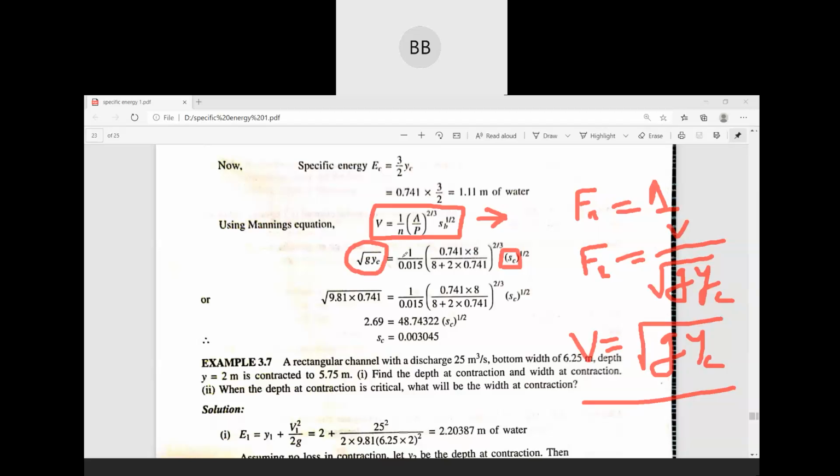Okay? n value is already given. R is A by P. You need to find out the area and wetted perimeter of a rectangular channel, where width of the channel is already given, and the depth of flow, that is your critical depth of flow, we have already calculated, that is 0.741. Width of the channel is given as 8 meter. So you can easily find out the area and wetted perimeter, R to the power 2 by 3, then Sc to the power half. So from this equation, you can easily find out the Sc value. Okay? So you solve for Sc and see whether you are getting the same value or not. It is 0.003045.